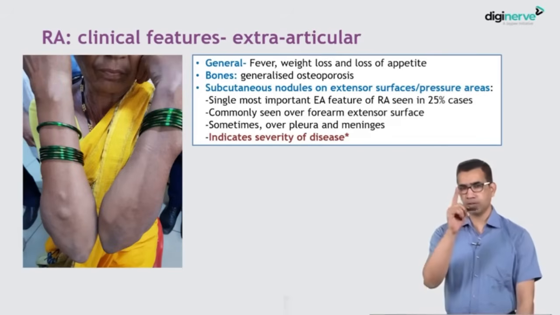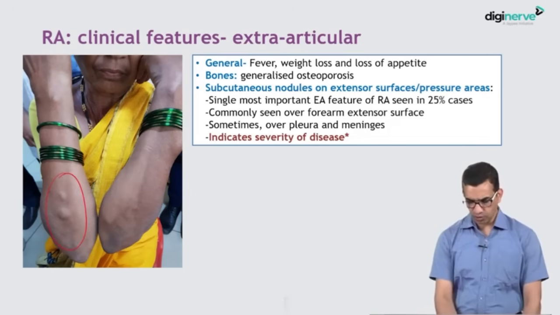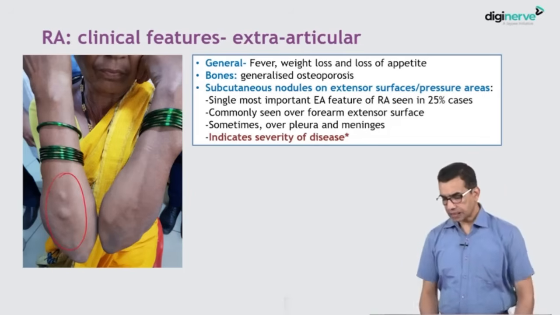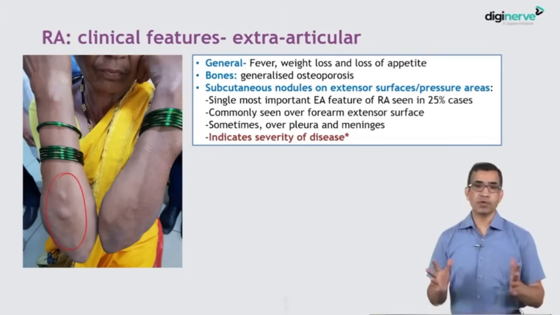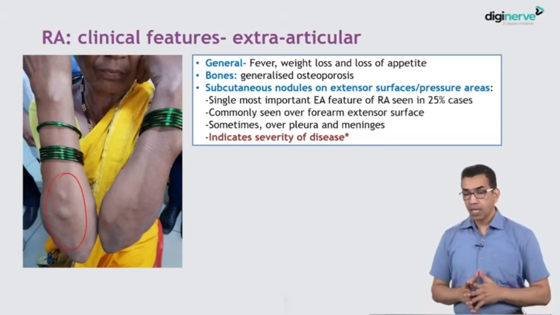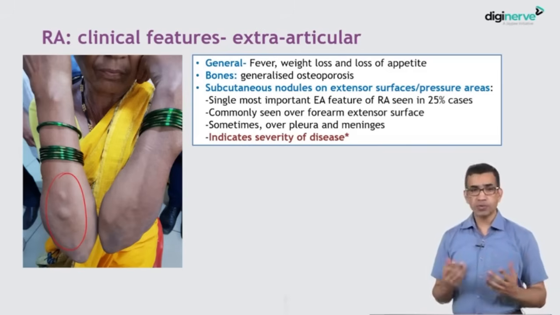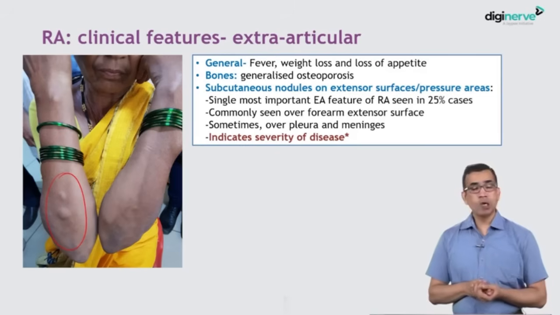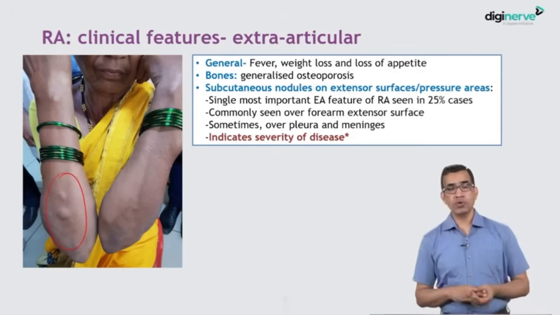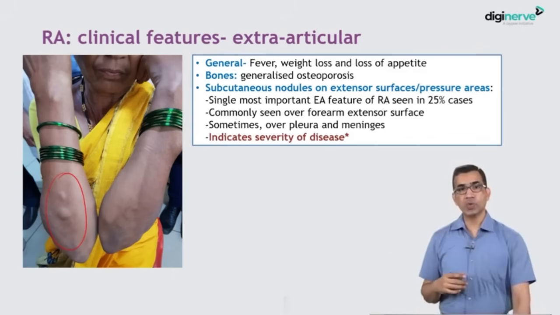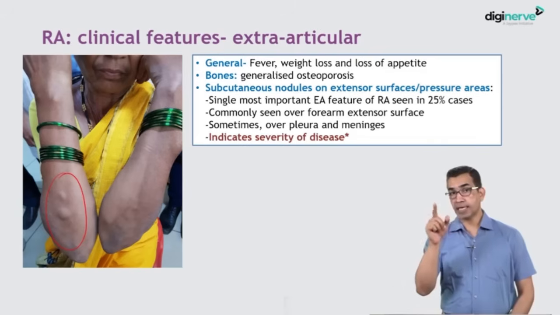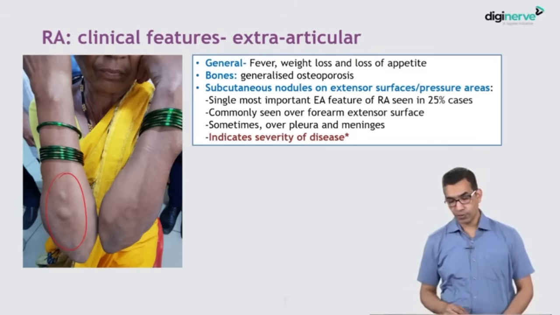This is very important. Look at this subcutaneous nodule. We call it a rheumatoid nodule. It is the single most important extra-articular feature of rheumatoid arthritis, seen in about 25% of cases. They are commonly over the extensor aspect of the forearm, sometimes over the pleura also, and they always indicate severity of disease. So somebody who has a rheumatoid nodule, the disease is quite severe and the titers could be high. RA factor titer will usually be high in patients who have rheumatoid nodules.